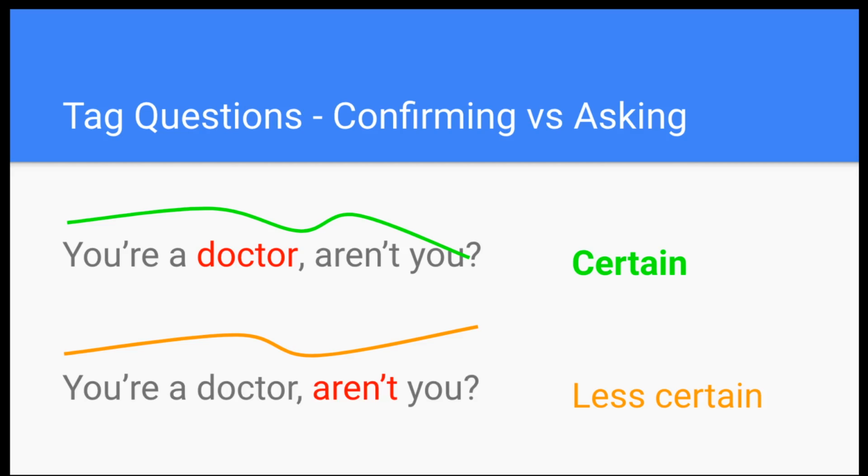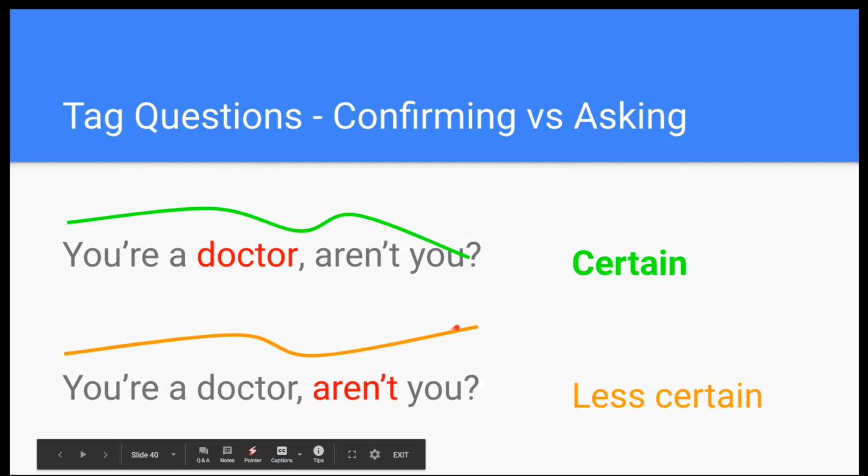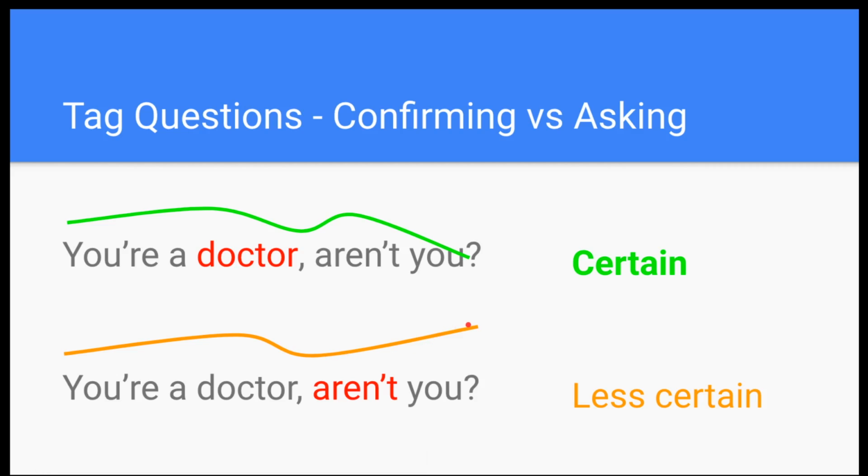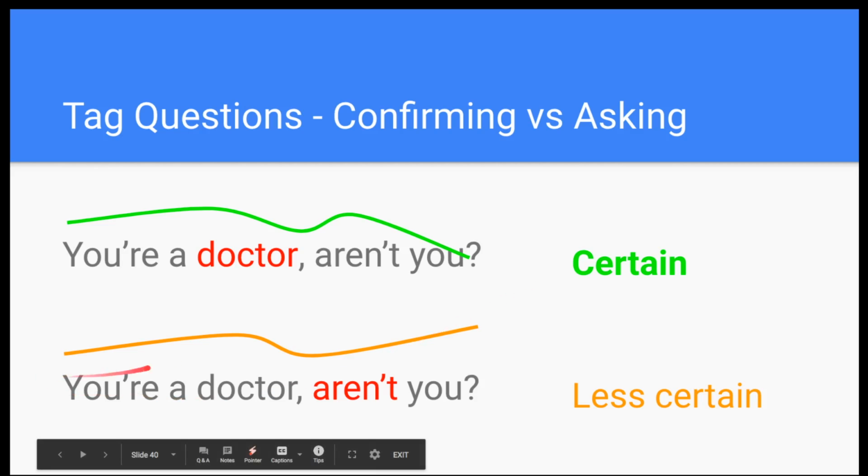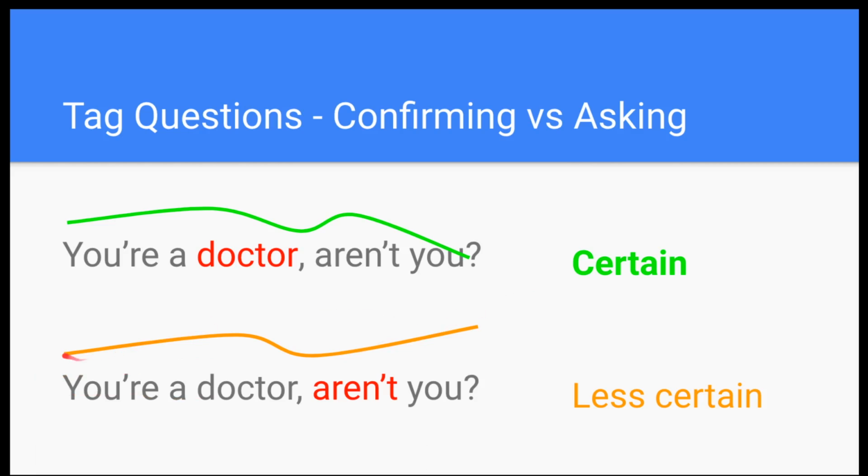If you are less certain, so you're a doctor, aren't you? You notice the stress now is on a different word, and we have an up intonation. So example number one: you're a doctor, aren't you? So aren't you going down? A little bit of a stress on here, but not too much. You're a doctor, aren't you? It shows we're kind of less certain about the information. So the answer might be different.